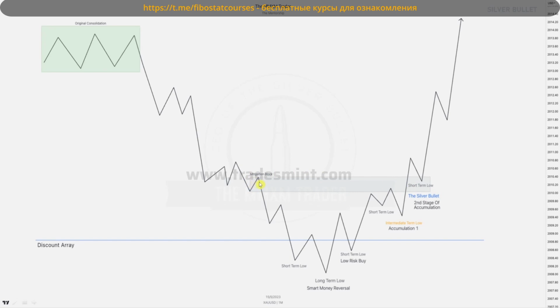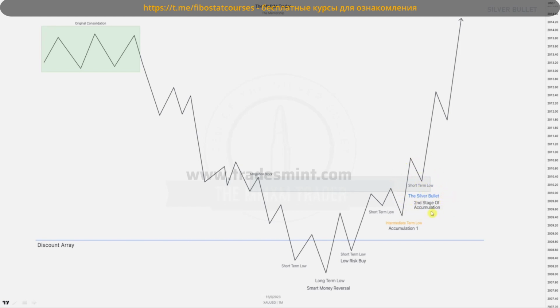We've got that mitigation block on the sell side of the curve, extending it out in time, right, to the buy side of the curve. We see this intermediate term low forming, and it is only an intermediate term low once we form a short-term low to the right of it, right? So we need to have a short-term low to the left of it and then a short-term low to the right of it. And this is the silver bullet entry model and second stage of accumulation.